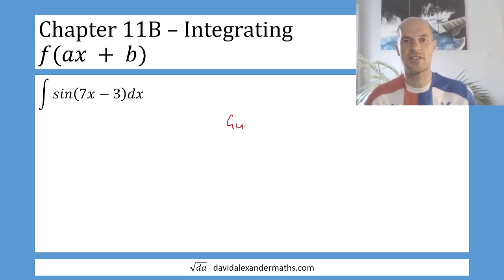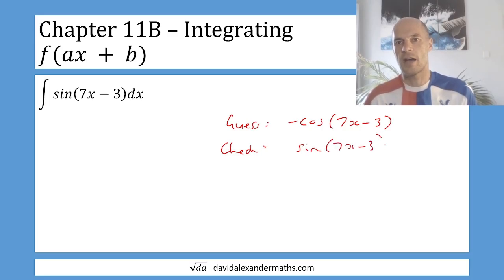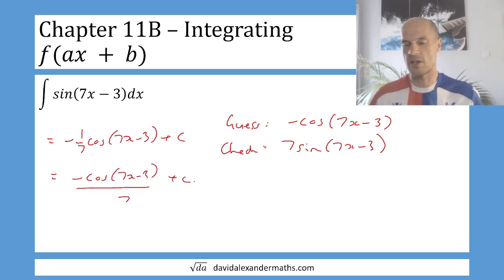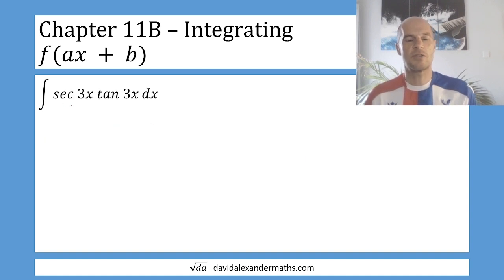Here's another example, sin(7x - 3). So let's have a guess. We know that minus cos differentiates to sine, so let's go for minus cos(7x - 3). So let's perform our check. We know that cos goes to positive sine, and that's going to be multiplied by 7. But we don't want 7 sin(7x - 3), we just want 1, so therefore we need to divide this by 7. So that's going to be minus 1/7 cos(7x - 3) + c, or of course you could write minus cos(7x - 3) divided by 7 + c. That's also fine.